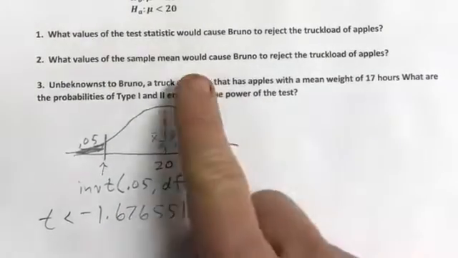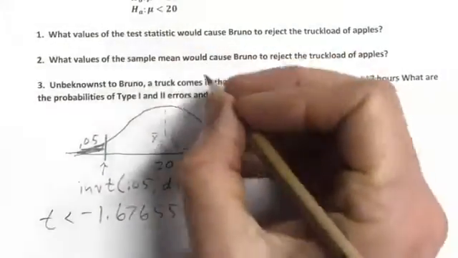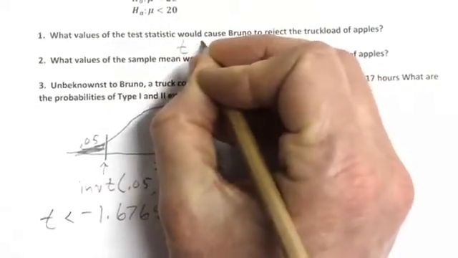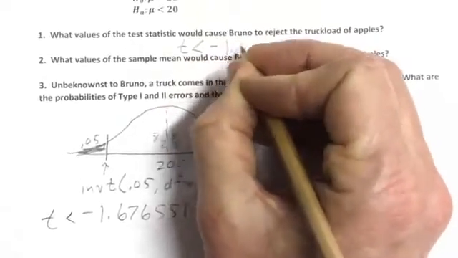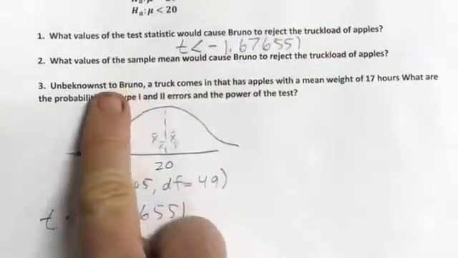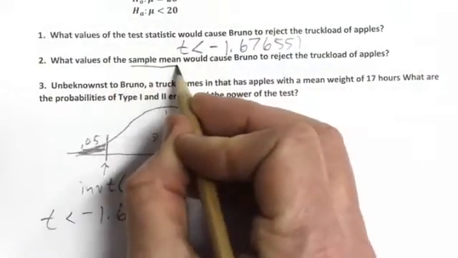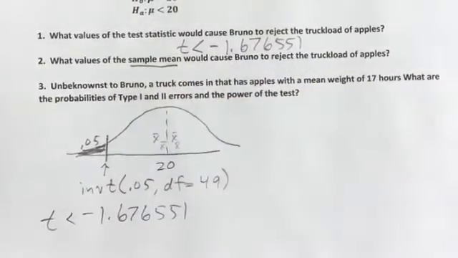What values of your test statistic, and that would be t, would cause you to reject the whole truckload? And so that would be if t is less than negative 1.676551. So then the next question is, what values of the sample mean? In other words, what values of X bar would cause you to reject the whole truckload?